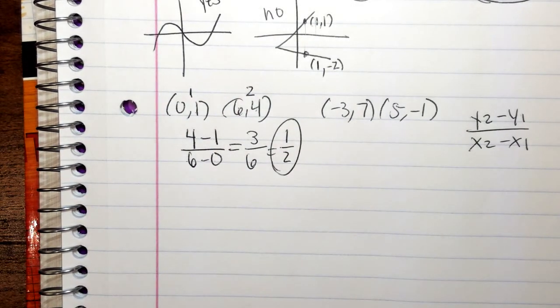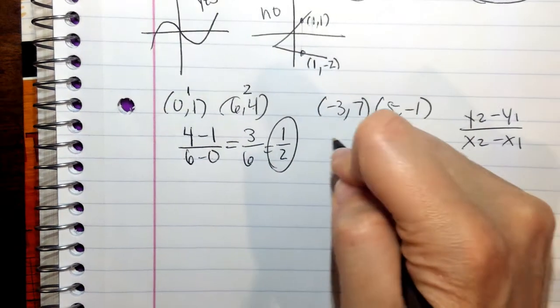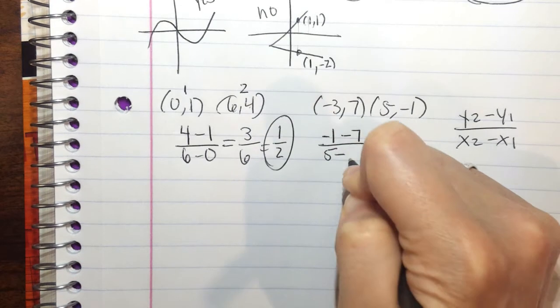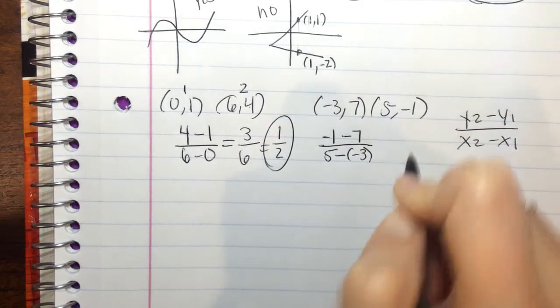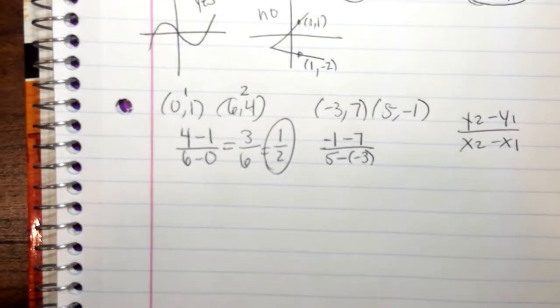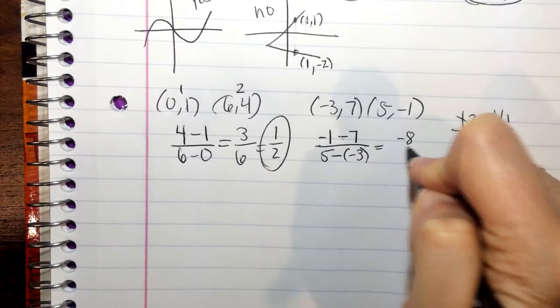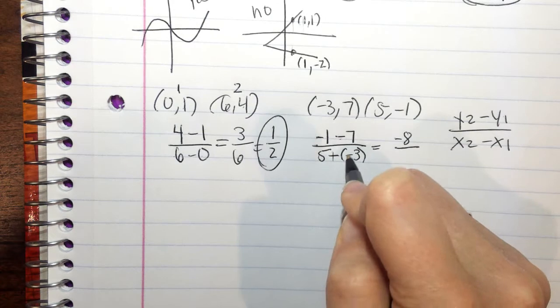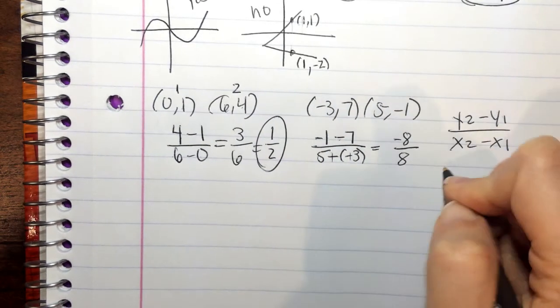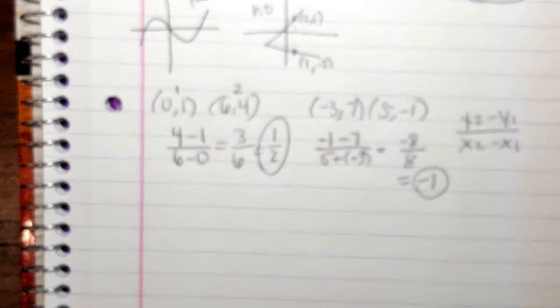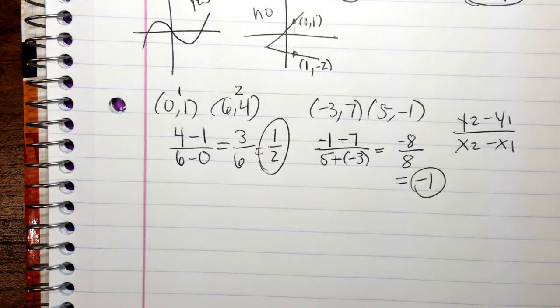The next one, when I look at it, I do negative 1 minus 7 over 5 minus negative 3. This one has negatives in it. Be careful with those negatives. So negative 1 minus negative 7 is negative 8. When I do this one, it's really like add the opposite. That's a positive 8. That simplifies to negative 1 for my slope on that one. Okay.